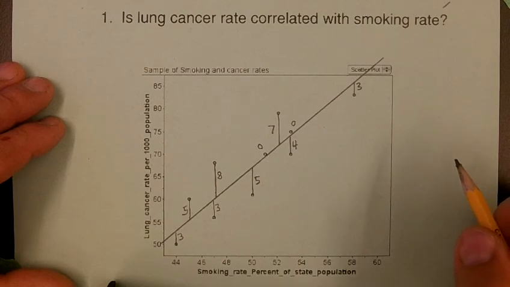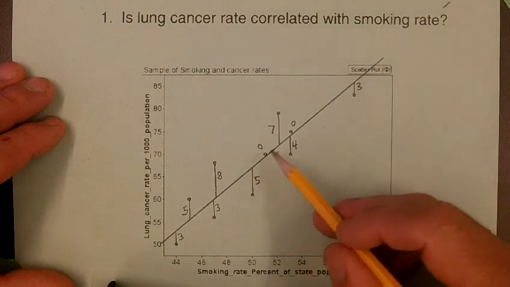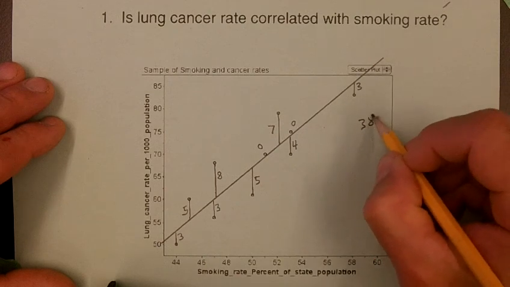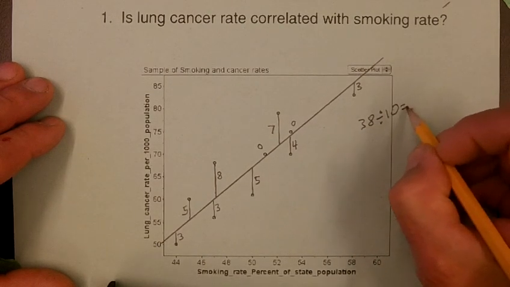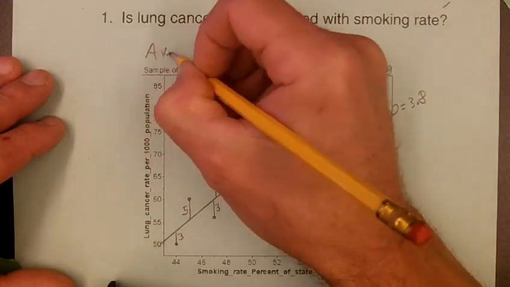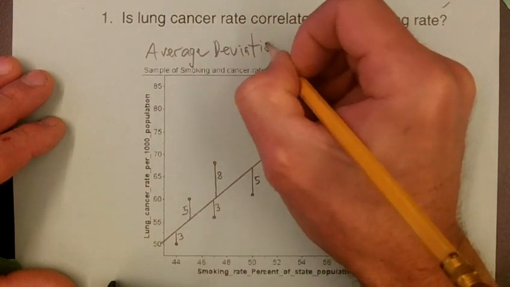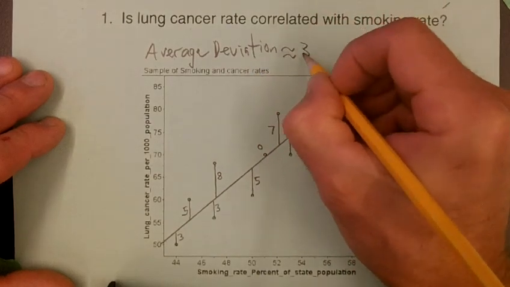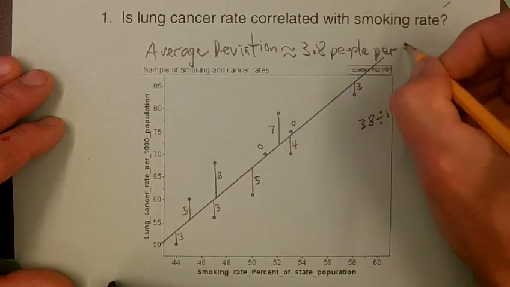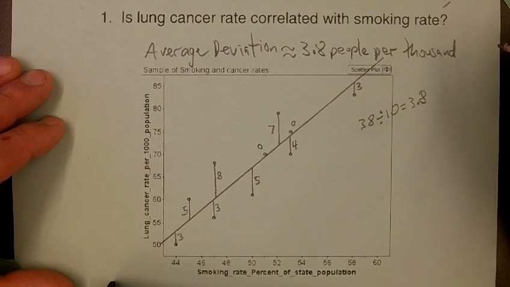Now let's add them up, which I did, and it's 38. And 38 divided by the number of points that we have is 3.8. So it'd be 38 divided by 10 equals 3.8. So up here I'm going to write the average deviation is about 3.8 people per thousand. Now we can use that in the next step when we make a prediction.